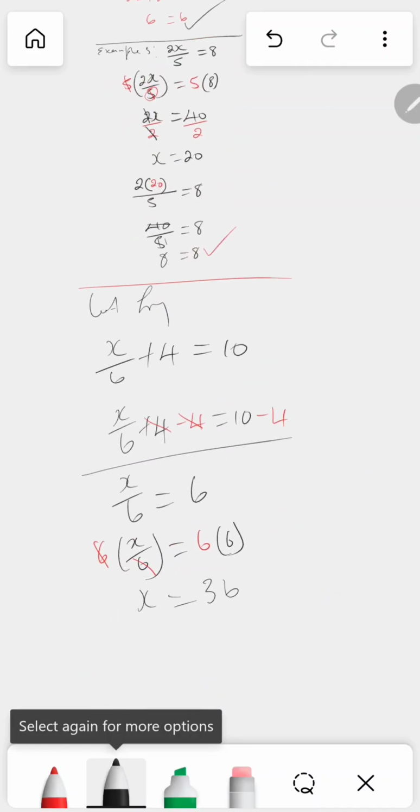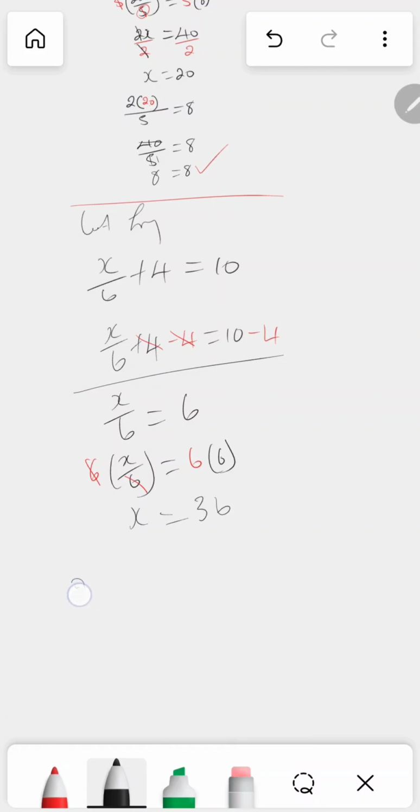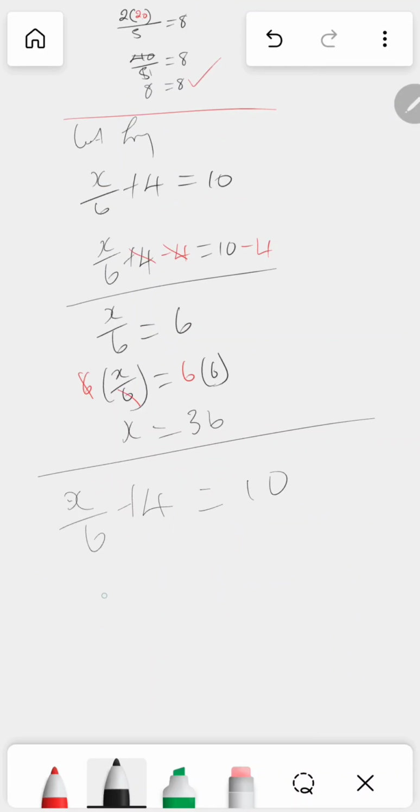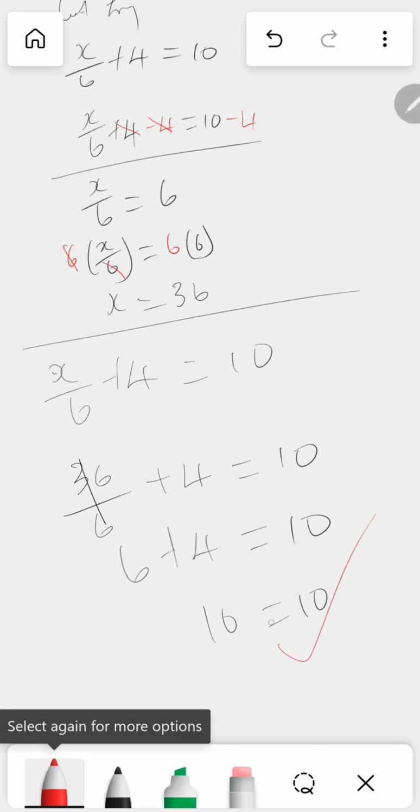If you were to use your equation here, put 36 over 6 plus 4. Let's do that. Let's work it together. So it's x over 6 plus 4 is equal to 10. Therefore, where x is, we put 36 over 6 plus 4 equals 10. 6 into 36 goes 6 times, plus 4 is equal to 10. 6 plus 4 is 10, equals 10. And that's our answer.